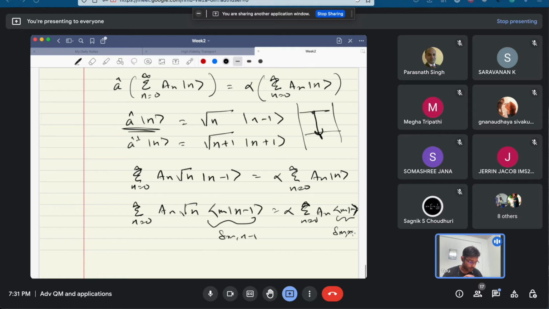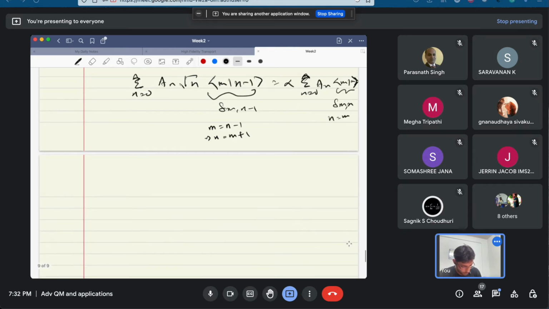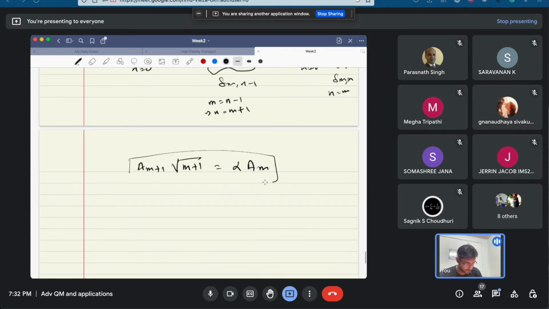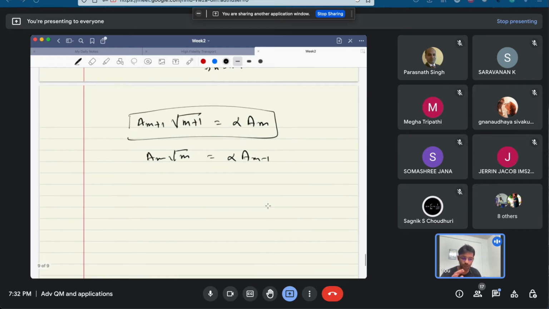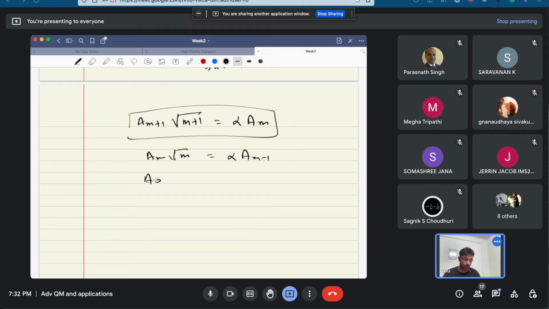So we are going to write in terms of m only. Here you will get m equal to n minus 1, which implies n, we will substitute with m plus 1, and here it is simple, n equal to m only. On the left, the summation will go away because these are orthogonal states, so only one state will be left, that is the m state. So all the n here will be substituted with m plus 1, root m plus 1 a m plus 1 equal to alpha am. So this is the recursive relation, or you can write it in this form, alpha a m minus 1.